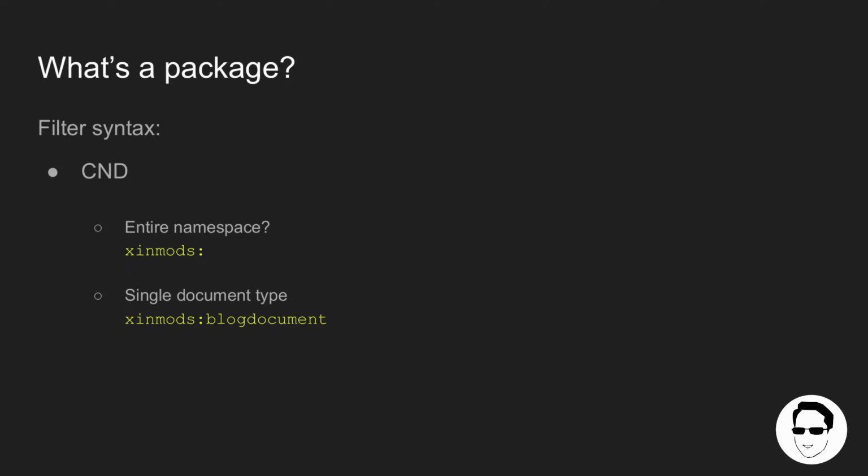You can build the package by specifying which CND should be part of the package, and you can specify an entire namespace just by specifying its name and appending a colon at the end, or you can specify them one by one if you want to be very precise by just specifying the entire identifier. So in this case, we would have packaged up a content node definition of the document type ZinMods blog document.